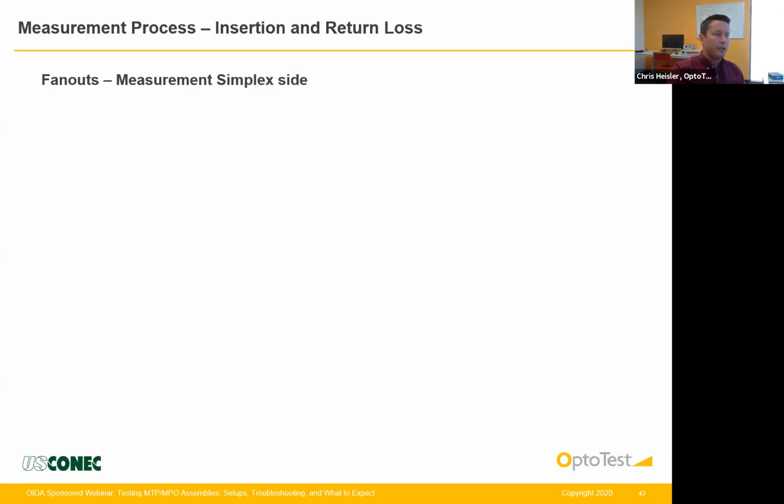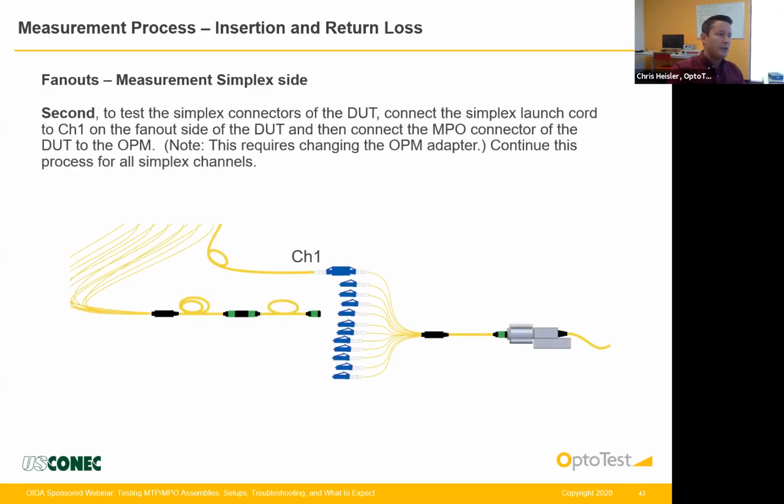Now to measure the simplex side, to test the simplex connectors of the DUT, connect the simplex launch cord to channel 1 on the fan-out of the DUT, and then connect the MPO connector of this DUT to the OPM. Note, this requires changing the OPM adapter again. Previously, we had a simplex OPM adapter. We had to take off the simplex OPM adapter and put on an MPO OPM adapter.